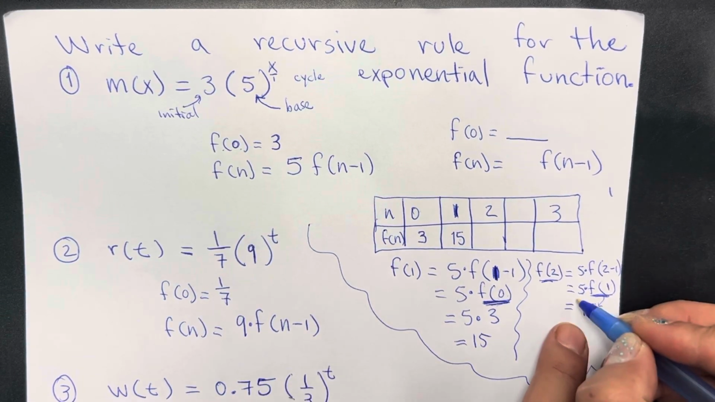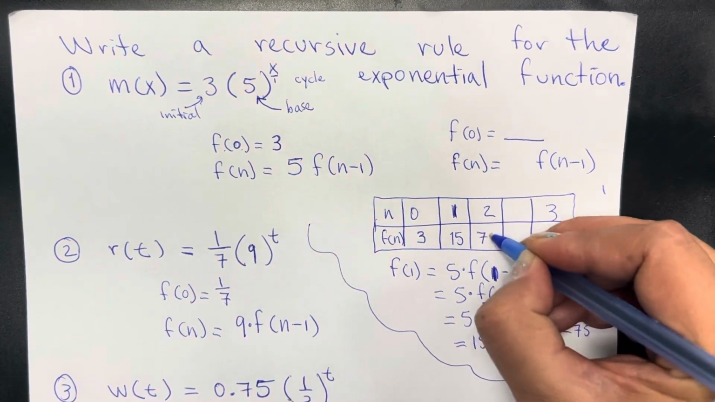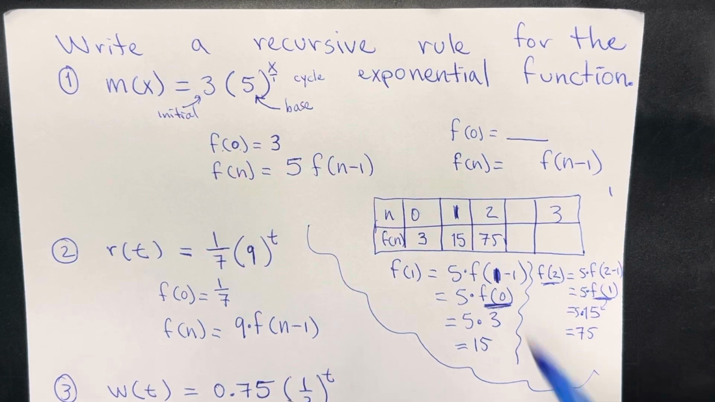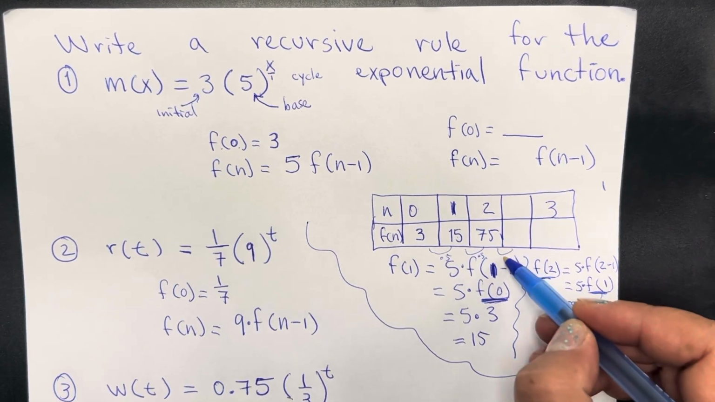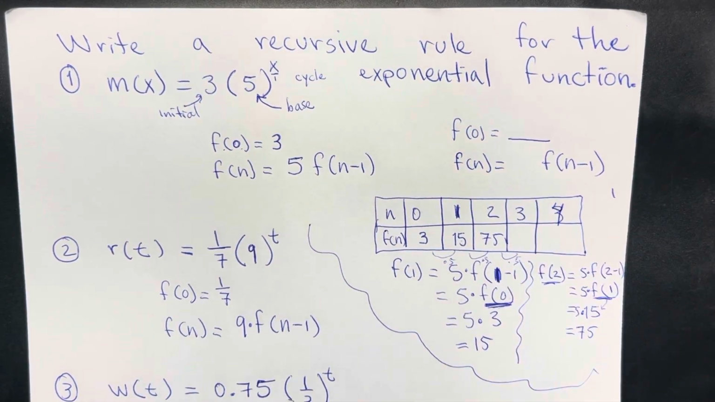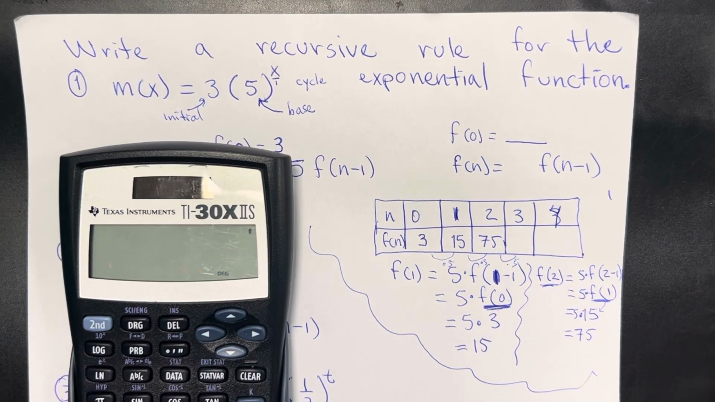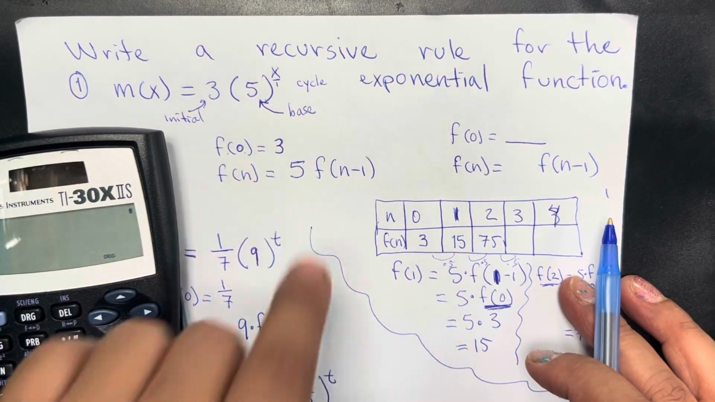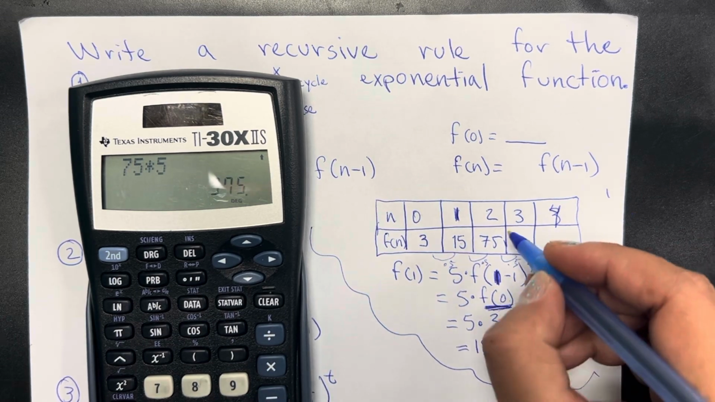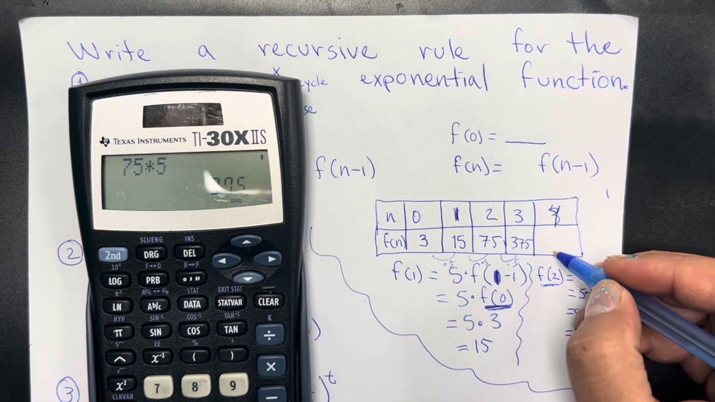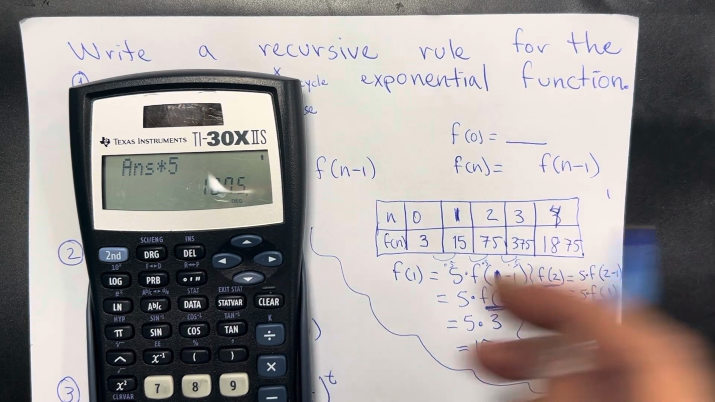Whoops, that's that part. And bring down the 5. 5 times 15, that's 75. And so once you get this, it just means that you're multiplying by 5, multiplying by 5, multiplying by 5. So for 3 and 4, all you have to do is just multiply by 5 once you see that pattern. And so 75 times 5 is 375, times 5 is 1,875.